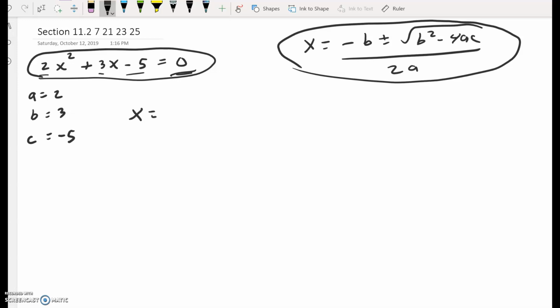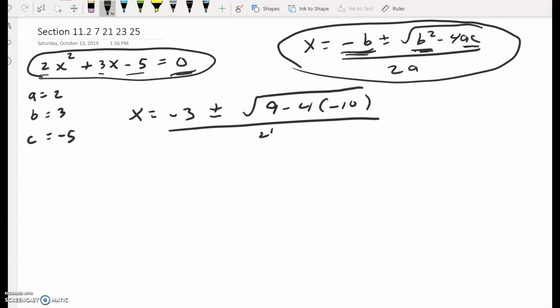So we have x equals the opposite of what b is. B is 3. The opposite of that is negative 3. Plus or minus the square root of b times itself. That's 9. Minus 4 times whatever a times c is. A times c is negative 10. The entire thing is over 2 times a. So we have x equals negative 3 plus or minus the square root of, this is 40, 9 plus 40 is 49, all over 4.